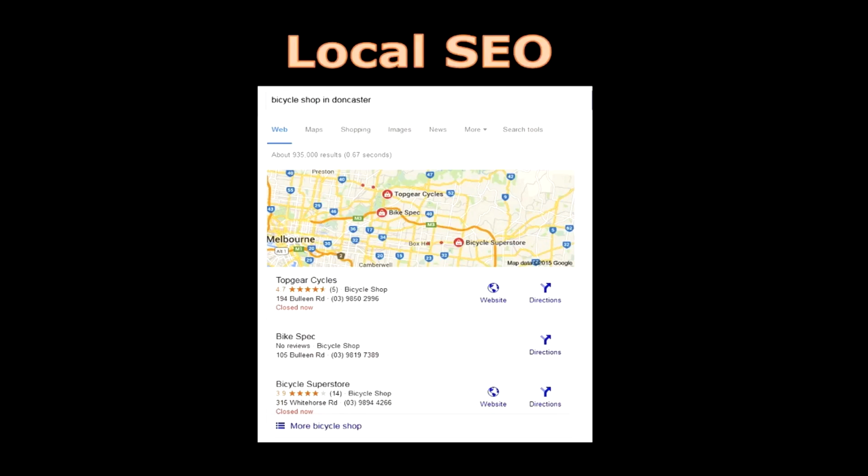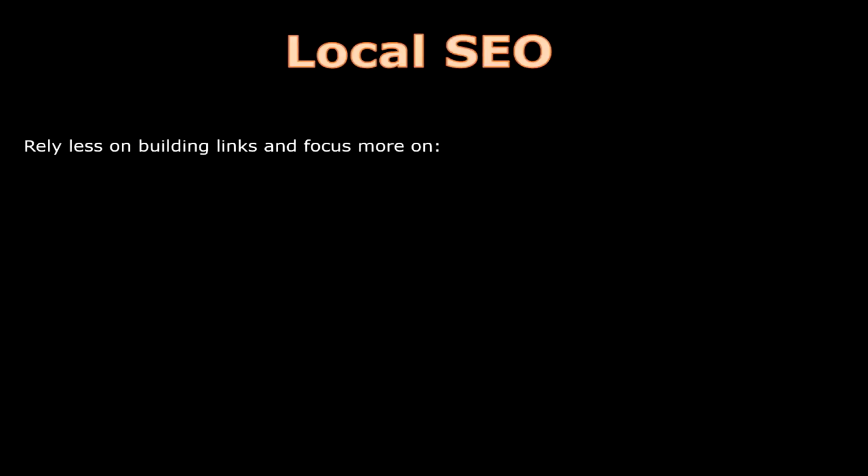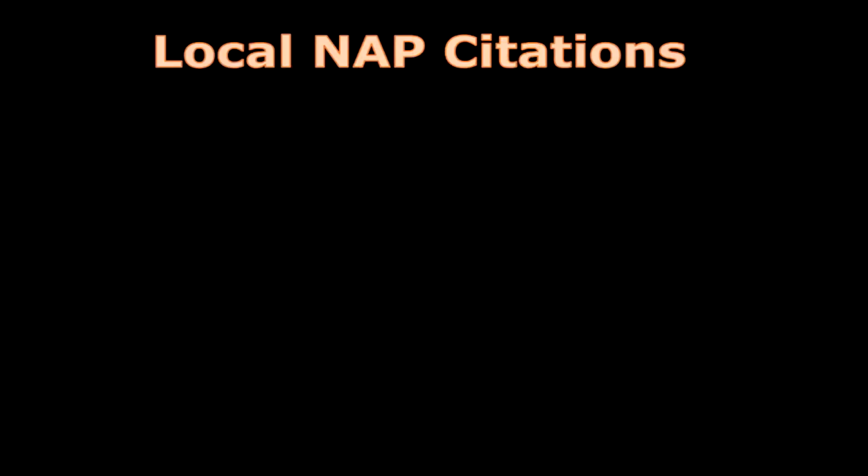Local SEO. Local SEO focuses on ranking businesses that are in a specific location, a bicycle shop in Doncaster, for example. With local SEO, you need to rely less on building links and focus more on local NAP citations and local reviews.